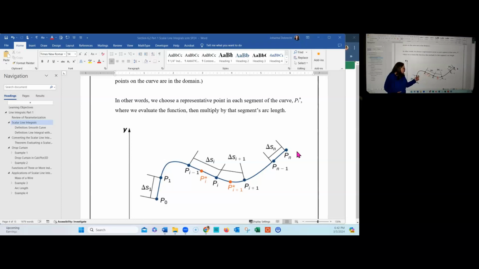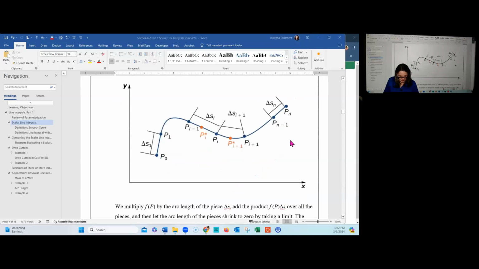In other words, each little section has an arc length. We're going to evaluate the function at a point in the ith subsection of the curve, and then we're going to multiply it by the arc length of that ith subsection. This is what we mean when we talk about a scalar line integral.